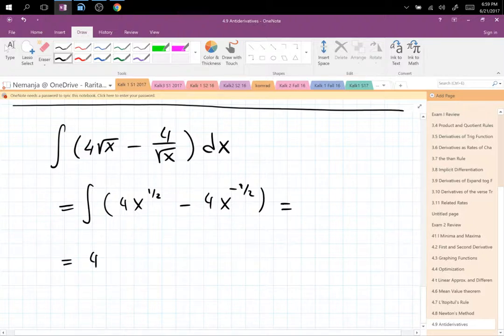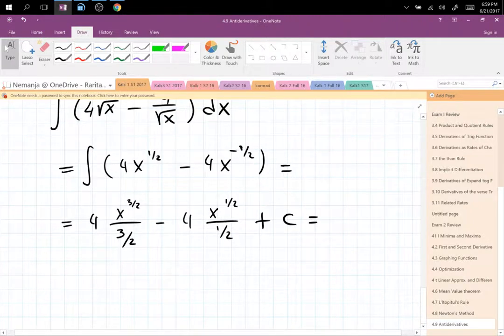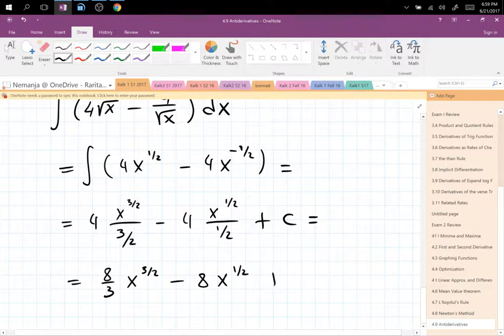So we have 4 times, we have x to the 3 halves divided by 3 halves, minus 4 times x to the positive 1 half divided by 1 half, and then we have plus c. So that's 8 over 3, x to the 3 halves, minus 8 x to the 1 half plus c.